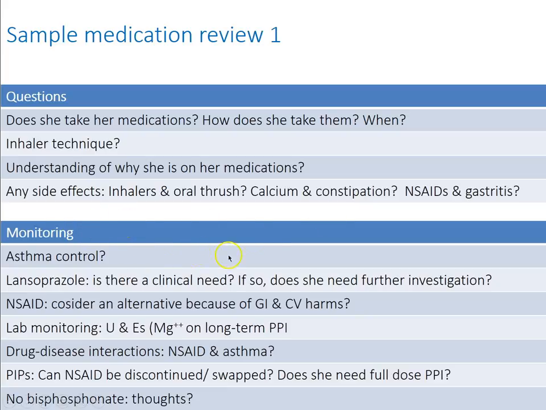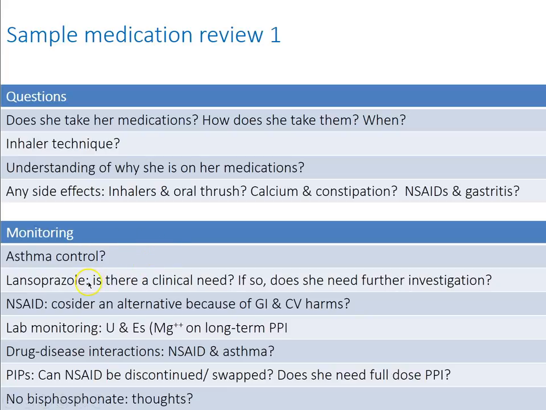We also want to look at monitoring. Now, monitoring doesn't just imply blood lab tests and so on. It might look at asthma control. What's her peak flow? Does she have a peak flow meter? Did you prescribe one? If not, prescribe one and then monitor this regularly. Inform her of what levels of peak flow are okay and what levels are unsafe. She should have an asthma action plan built into this as part of her monitoring.